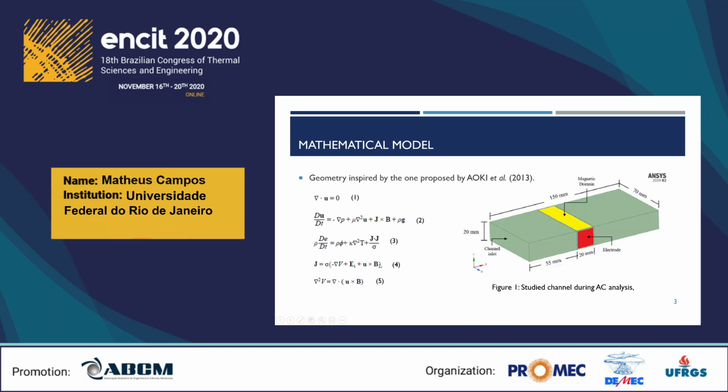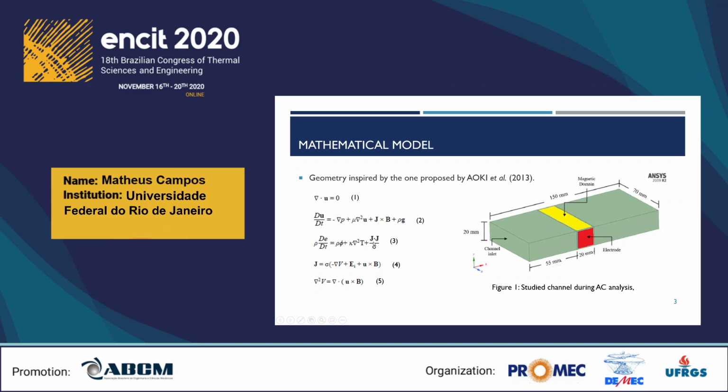The channel studied in this work is based on the one proposed by Ela in 2013, and we can see here in figure 1 the channel we will use in this work. We assume that the fluid is Newtonian and incompressible. Then the continuity equation reduces to the one presented here in 1. In the momentum equation, there is an additional term for the Lorentz force, the cross product between current density and magnetic flux density. Here in the energy equation, we introduce the Joule heating effect.